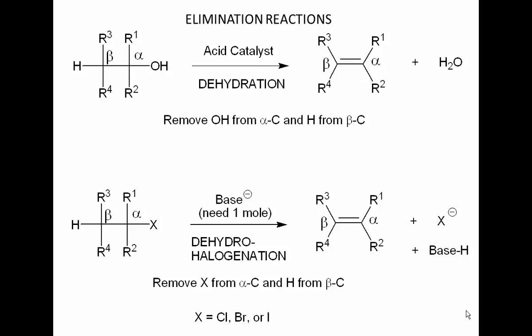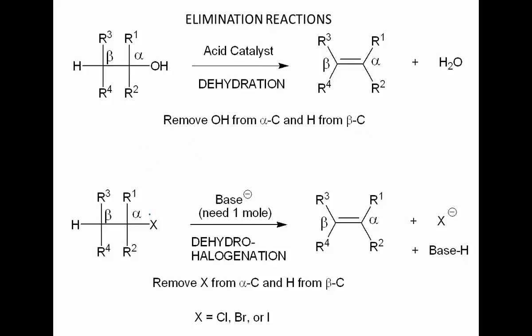Okay, in this video here, we're going to be talking about elimination reactions. Two primary elimination reactions we're going to look at. The first one is the one at the top. It's called dehydration. It involves an alcohol. And what we do here is we take an alcohol, we basically rip water out of it, and we produce an alkene.